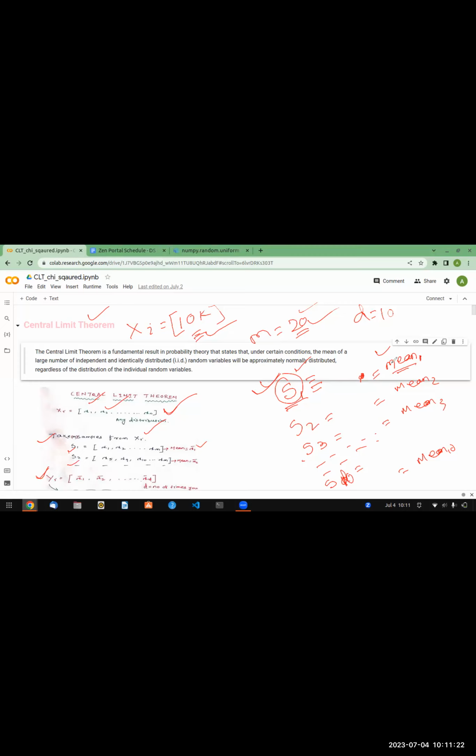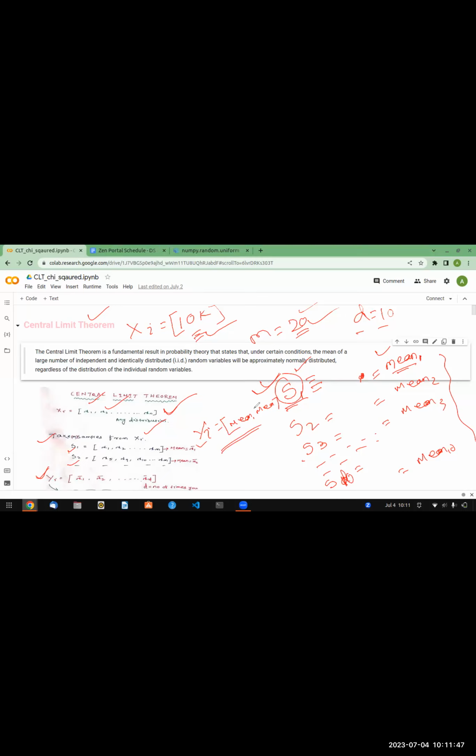What do you need to store? All the means. And if I'm taking 20 elements and repeating this 10 times, that means 10 samples. Tell me how many means I will get? 10 means. That means mean 1, mean 2, and so on, till mean 10 I will get.